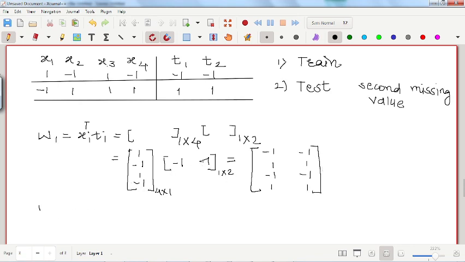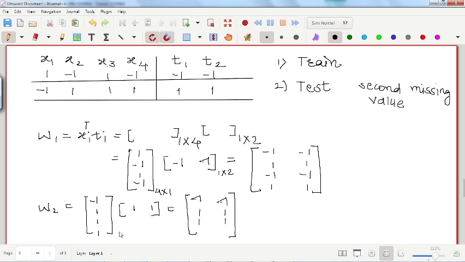In a similar way, we will find the second matrix, W2. Again, the transpose of the second input, so it is minus 1, 1, 1 and 1, and the target for the second set is 1 and 1. Let us find the product. First row into first column, minus 1. First row into second column, minus 1. I am having a little bit of an issue with the writing pad, so I hope you can understand. 1 into 1, 1. 1 into 1, 1. 1 into 1, 1. This is the second matrix.